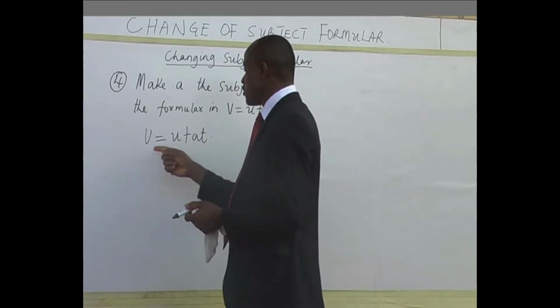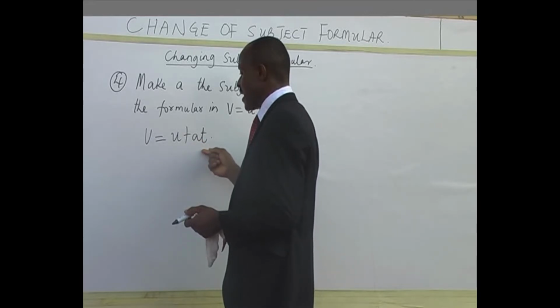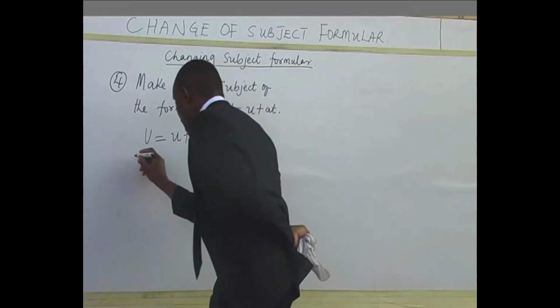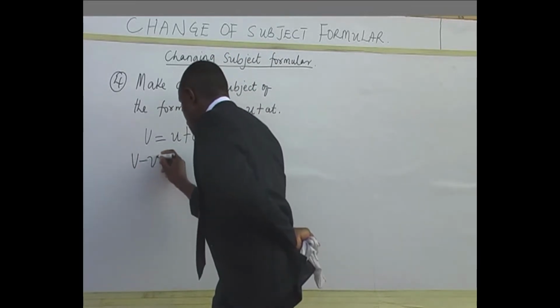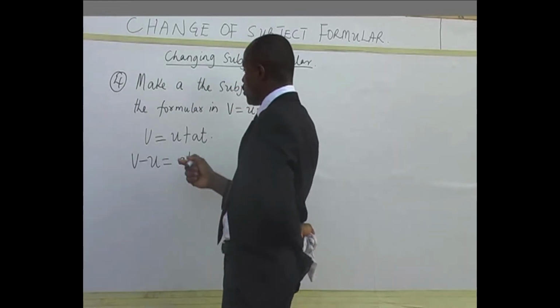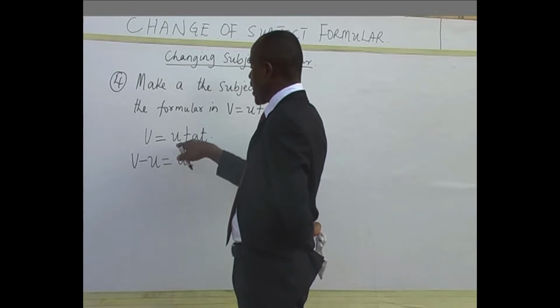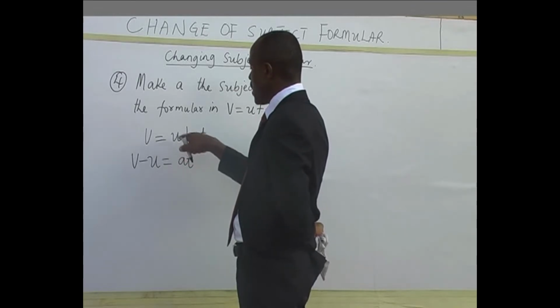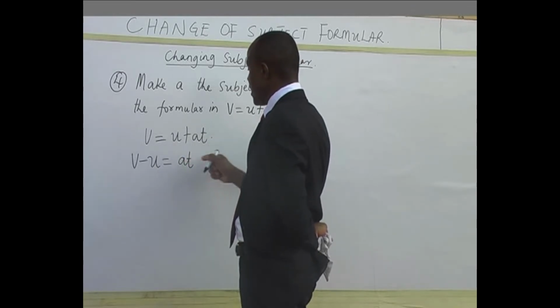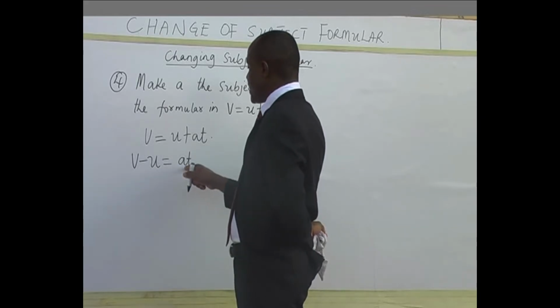Subtract U from both sides so that you have only AT on the right hand side. You are going to have V minus U is equal to AT. What we did here is we subtracted U from both sides. If you subtract U from here, you eliminate this U, and you'll be left with only AT on the right hand side. AT means A times T.